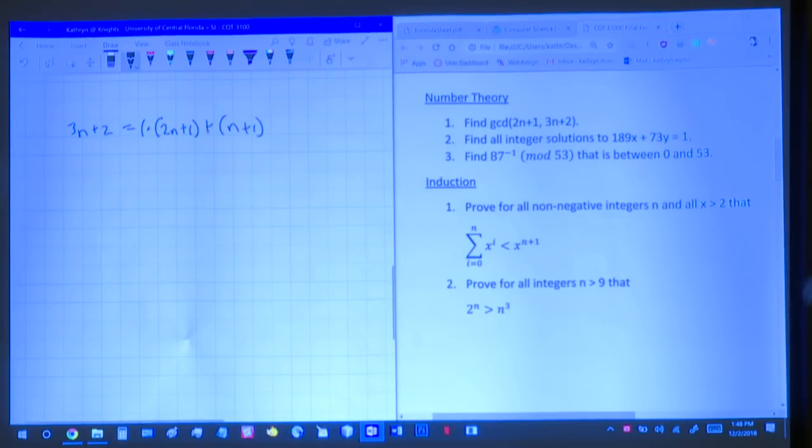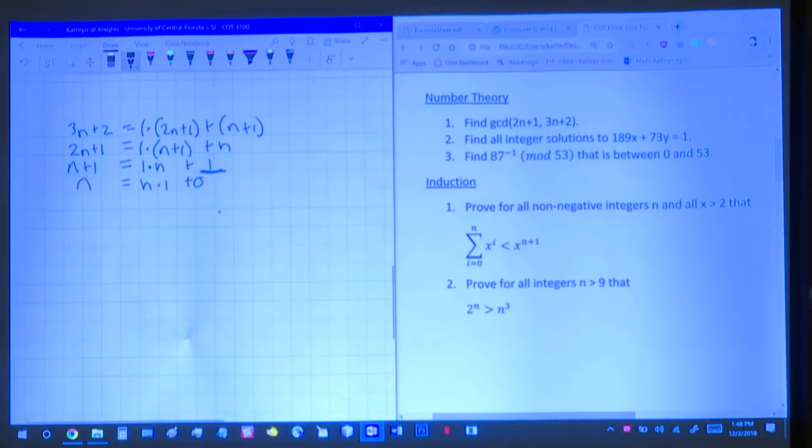Because if you were to add these together, you get 3n plus 2. And then 2n plus 1 equals 1 times n plus 1 plus n. And then n plus 1 equals 1 times n plus 1. And then n equals n times 1 plus 0. So that would mean our greatest common divisor between the two of them is just 1.